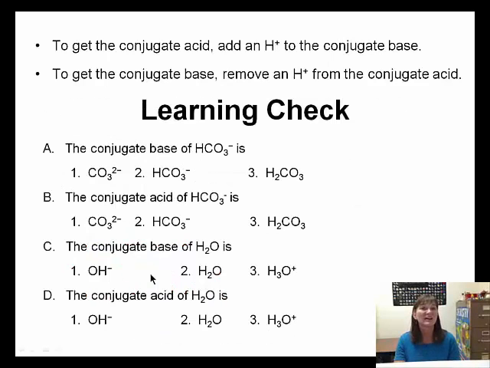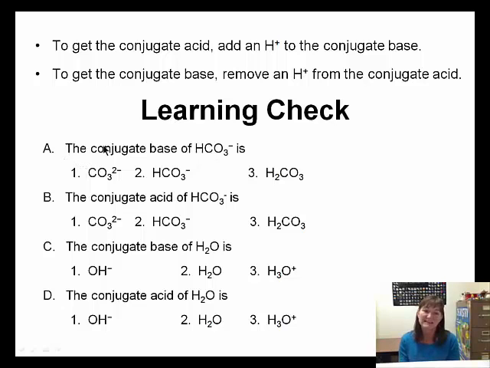To get the conjugate acid, if I ask you to write the conjugate acid, you're going to add a hydrogen ion to the conjugate base that I give you. If I ask you to write a conjugate base, I'm going to give you the acid, and you're going to remove a hydrogen ion from the acid. So here's a couple examples. It's easy to get these confused, so you'll want to read through these carefully. This is how my brain interprets these, so I'll walk you through how I do these.